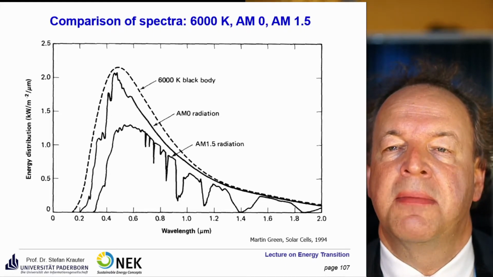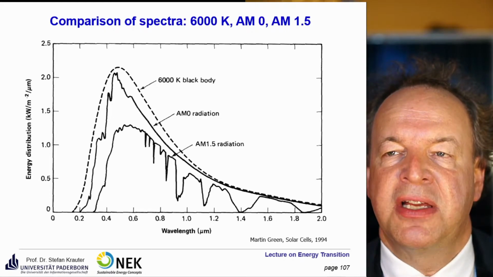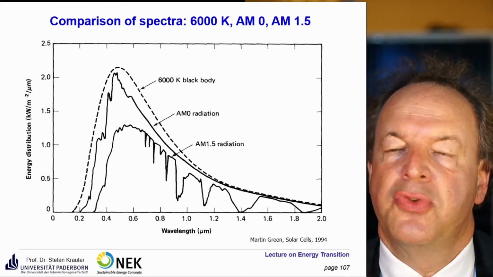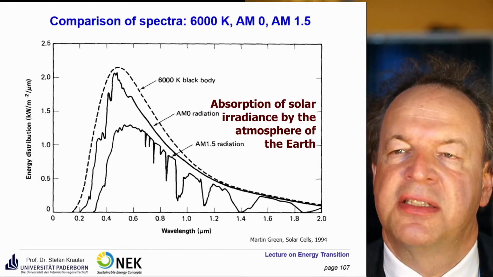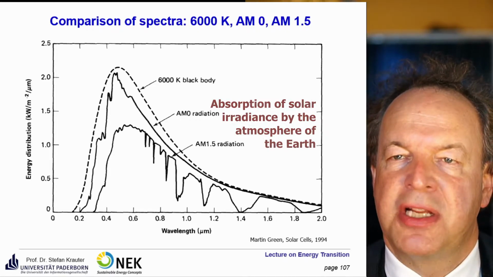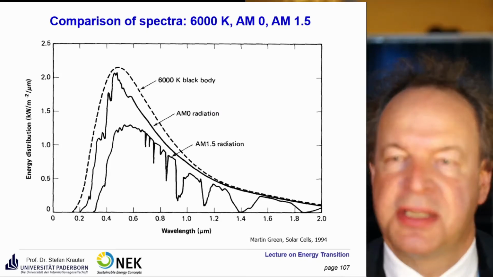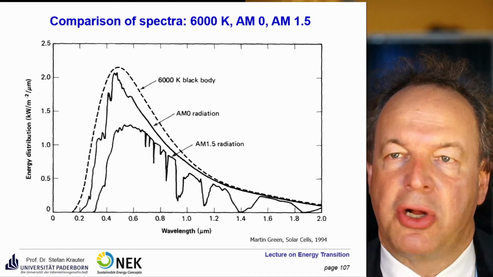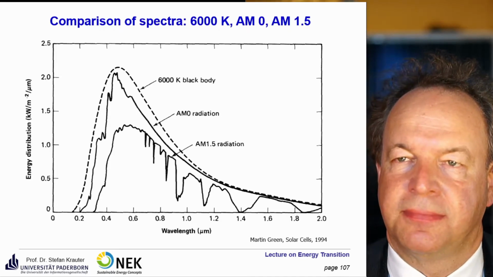So you see that the blue part at shorter wavelengths is heavily modified. Due to the absorption in the atmosphere, we have a significant reduction of irradiance, especially at the low wavelengths. The ultraviolet part is drastically reduced, but also the visible and especially the infrared part.